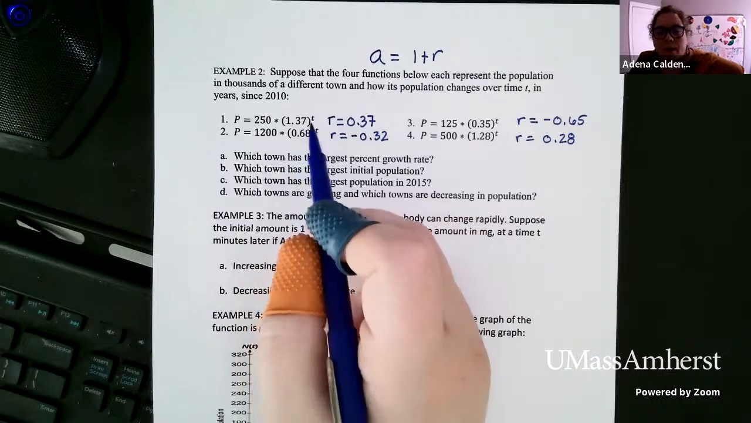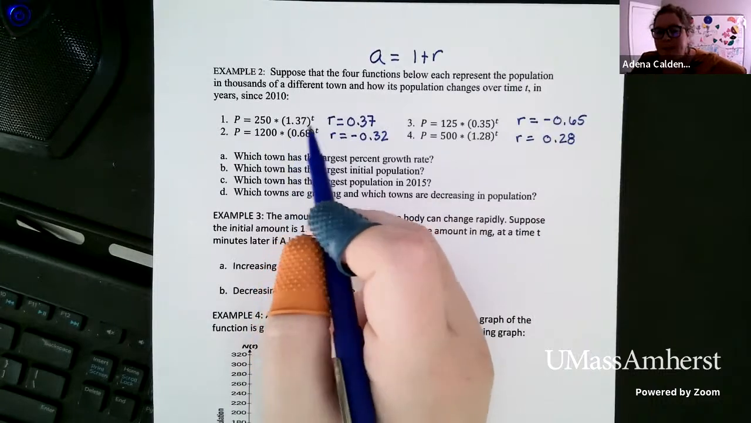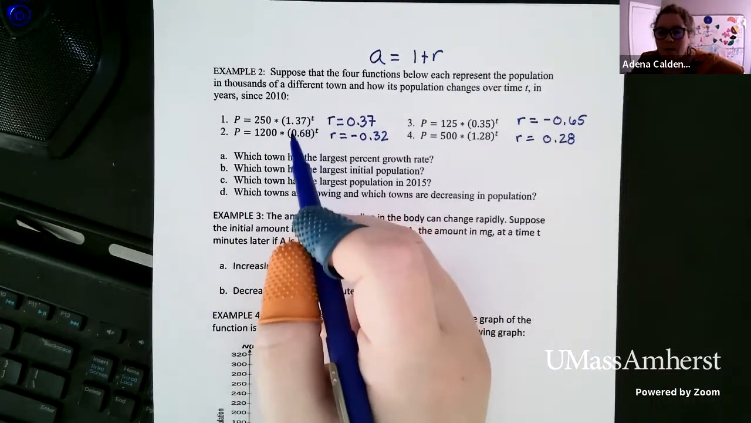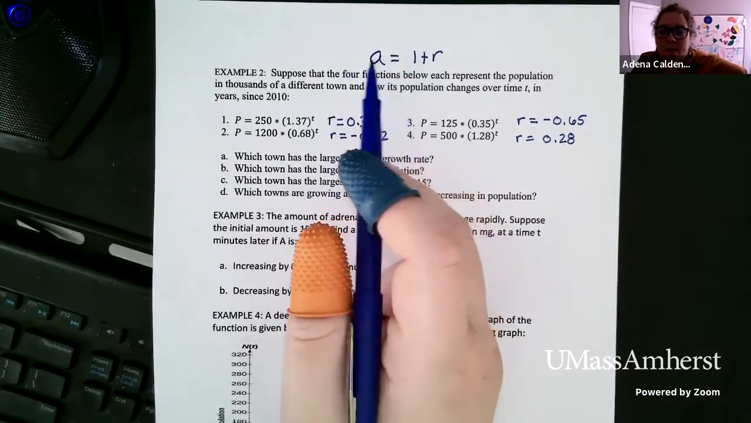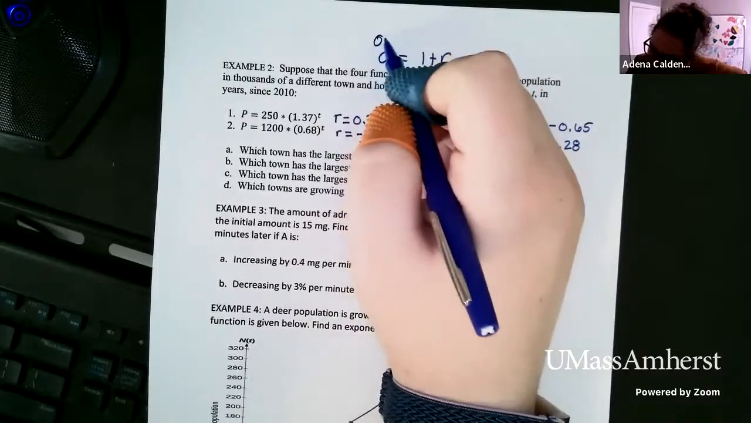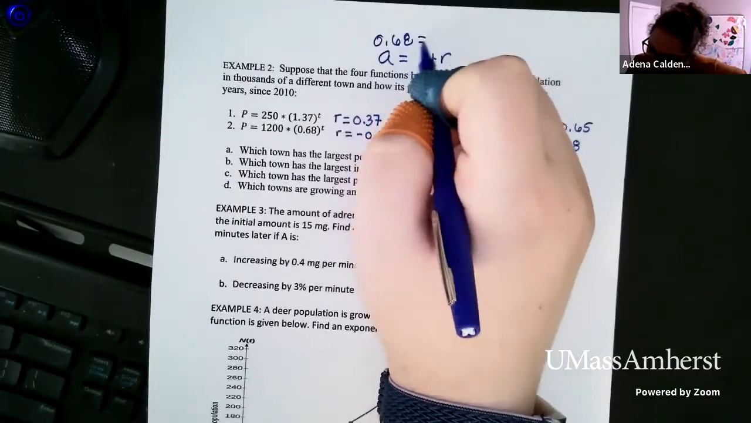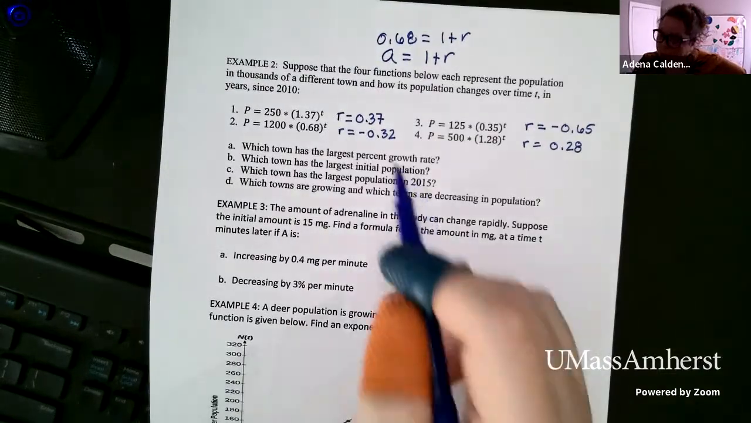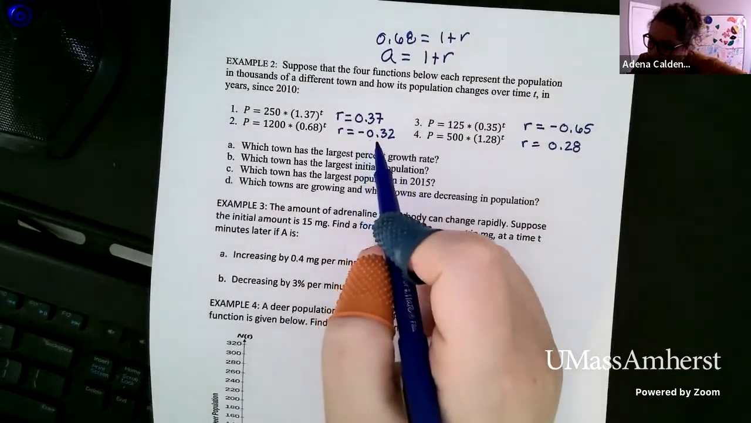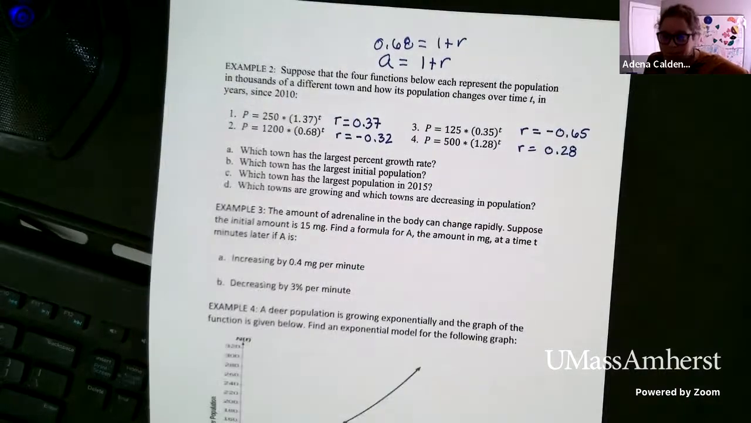For the second one, I noticed that my base is less than 1, right? So that means that my R had to be negative. My base is 0.68 equals 1 plus R. You subtract the 1 over, and you get that the rate is negative 0.32.